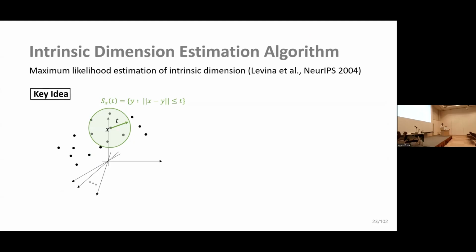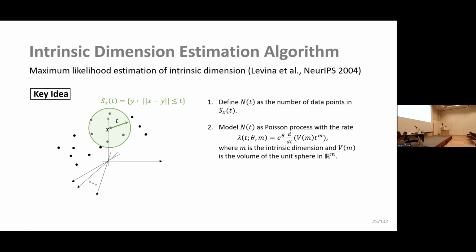The key idea is to consider a closed ball of radius t centered at x, denoted by S_x(t), and let n denote the number of data points inside S_x(t). Apparently, as the radius t increases, the number of included data points n will increase. Now let's model n as a Poisson process with a time-varying rate, lambda(t). And lambda(t) is modeled to be proportional to how quickly the volume of an m-sphere expands as its radius grows. So V_m times t^m is the volume of an m-sphere, and its time derivative is used to model lambda(t).